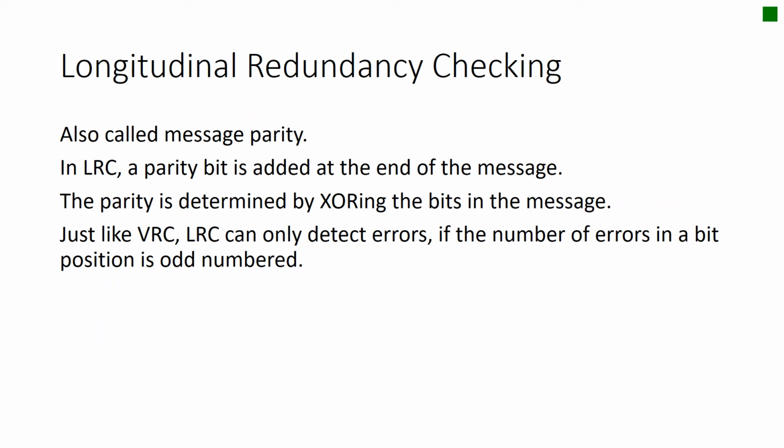Next. Okay, let's go to LRC or longitudinal redundancy checking. LRC is called message parity. Recall that VRC is character parity because the parity bit is added at the end of the character. LRC is message parity because the parity bit is added at the end of the message. Now, instead of XORing the bits in a character, in LRC, the parity is determined by XORing the bits in the message. But just like VRC, LRC can only detect errors if the number of errors in a bit position is odd number.